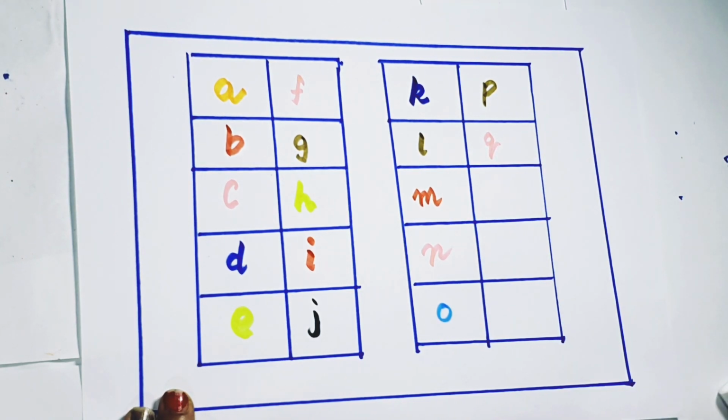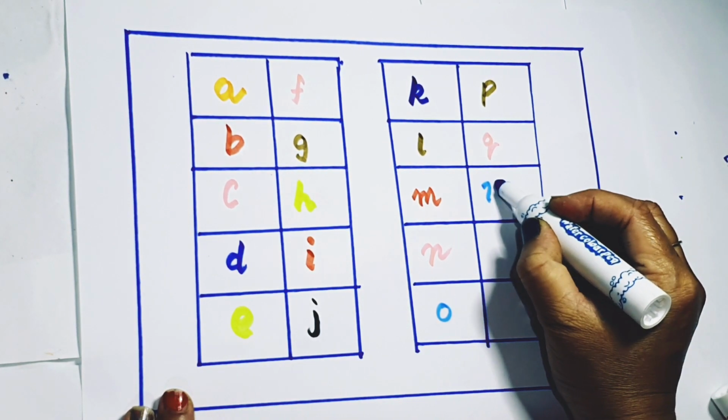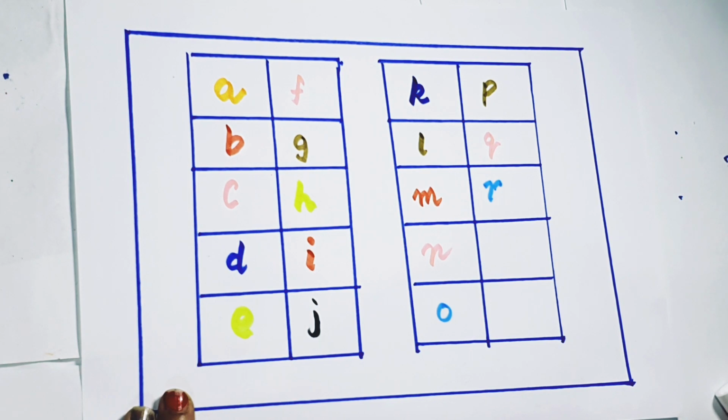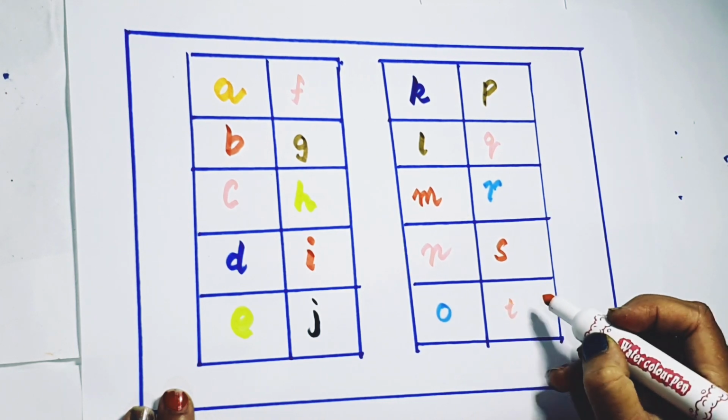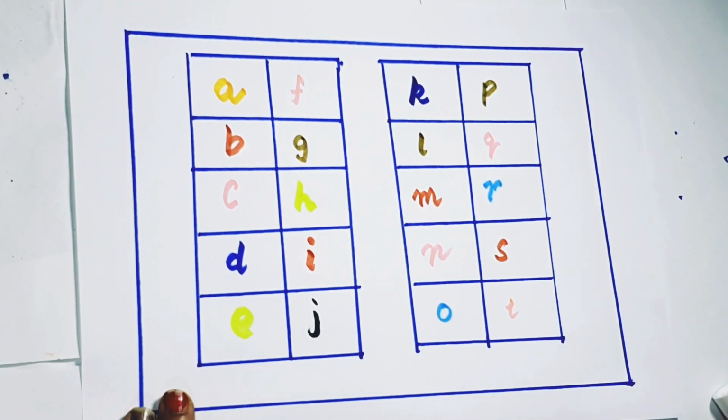Q for queen. R for ring. S for star. T for tomato.